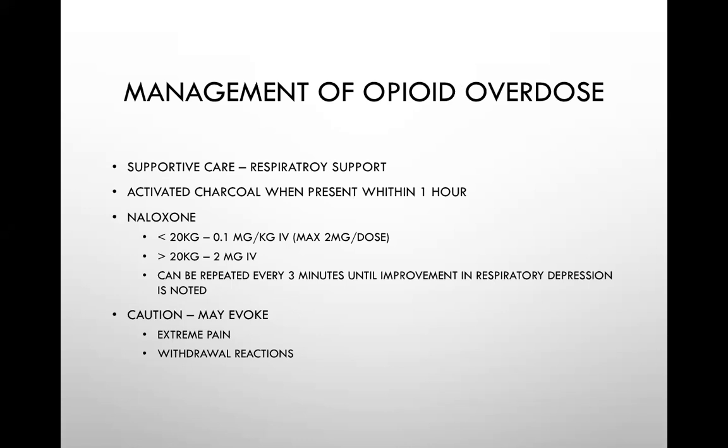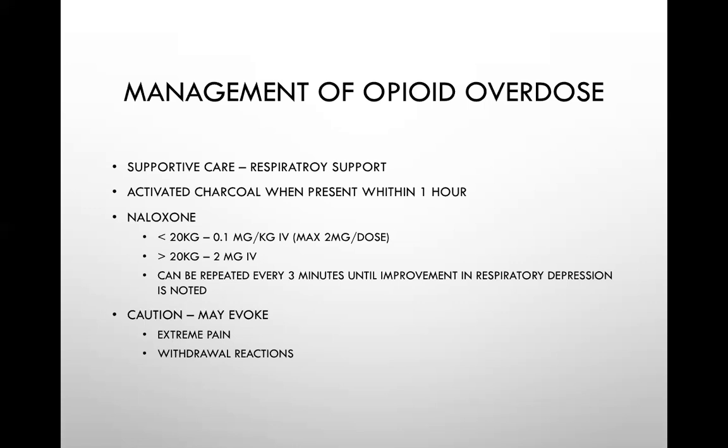Management usually begins with respiratory support, trying to support the respiratory system. You can use mechanical, invasive, or non-invasive methods. There has been some literature talking about the use of activated charcoal when the patient presents within 1 hour, but that can only apply when patients don't come in with respiratory depression. If there's just a history of a possible opioid overdose, then you can use activated charcoal.